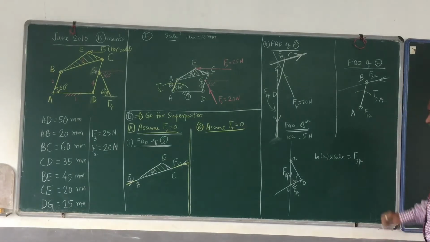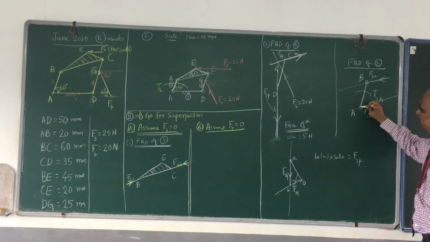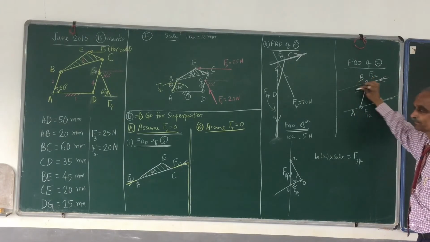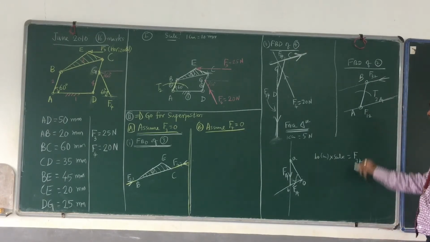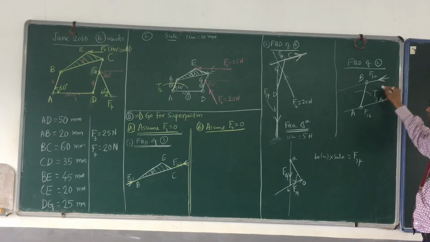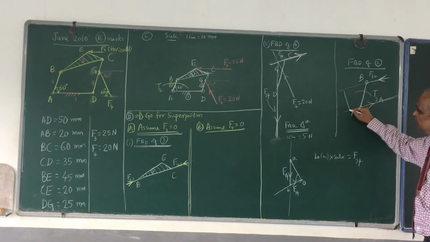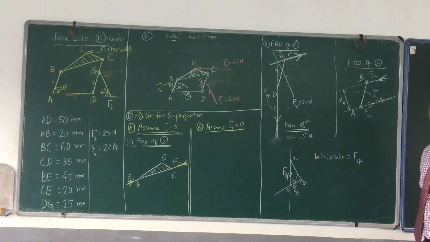And how is F12? It must be parallel to this. Therefore, passing through point A, draw a line parallel to this. And what is this? F12. What is the direction? Opposite to this. If it is like this, then F12 is like this. And what is this? Perpendicular distance. Let me call it XA.